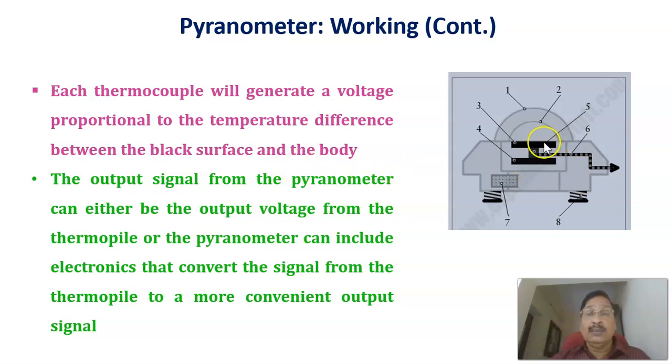This body means this one. Depending upon the temperature difference between these, a voltage will be developed. The output signal from the pyranometer can either be the output voltage from the thermopile, or the pyranometer can include electronics that convert this signal from the thermopile into a more convenient output signal. Anyway, you will be getting a voltage that can be converted into digital form, and that can be transmitted or displayed that way.